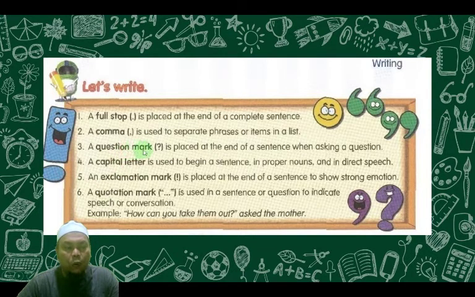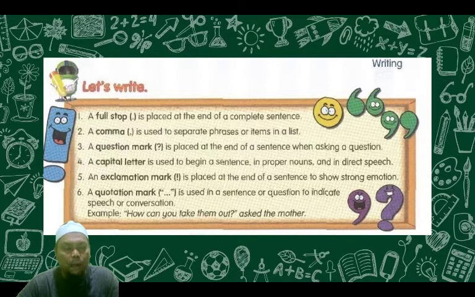Okay, a question mark is placed at the end of a sentence when asking a question. Usually, you know it's a question when it starts with WH. So at the end of the sentence, you should put the question mark. You should know better. Okay, the next one, a capital letter. A capital letter is used to begin a sentence, in proper nouns and in direct speech. Commonly when we want to begin a sentence, we use a capital letter, or for proper nouns, names of people.